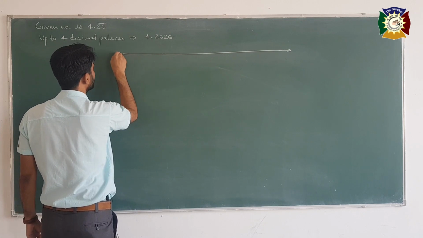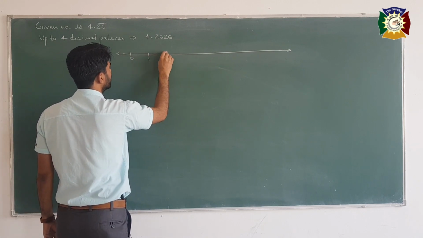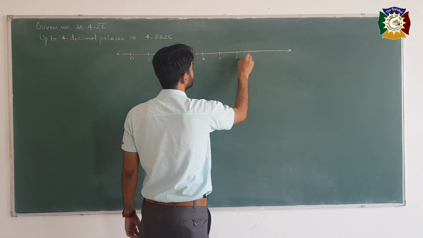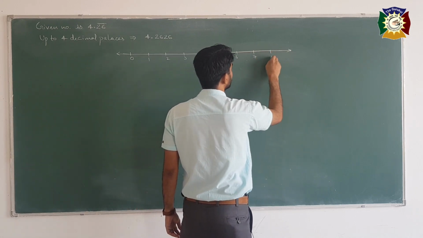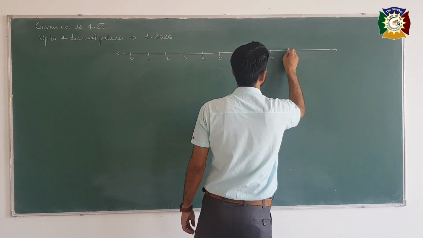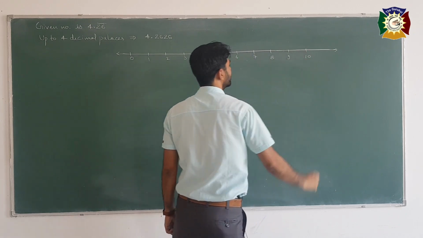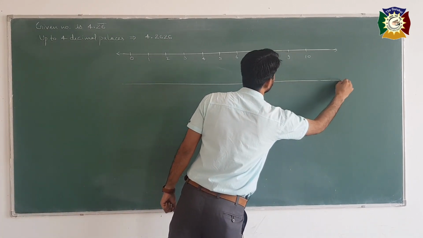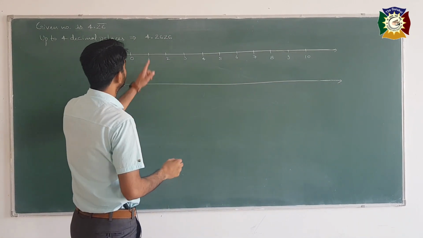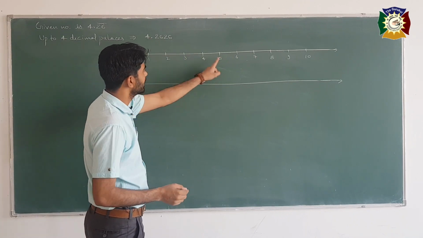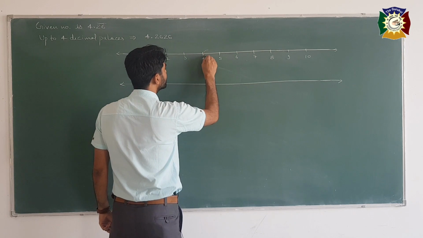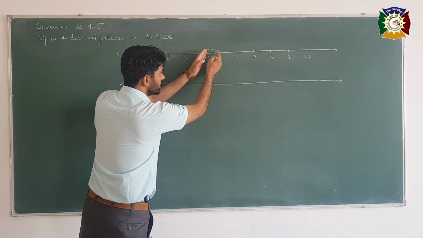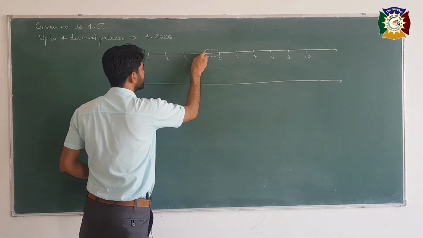Suppose this is a number line, and I am writing the numbers 0, 1, 2, 3, 4, 5, 6, 7, 8, 9 and 10. Now this number is greater than 4 and less than 5. It means this number lies somewhere here. So I am magnifying this portion on the next line.